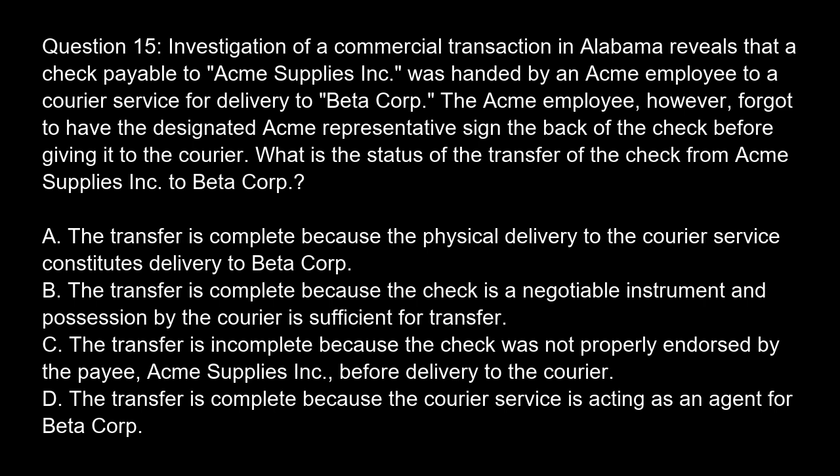The transfer is complete because the physical delivery to the courier service constitutes delivery to Beta Corp. Option B. The transfer is complete because the check is a negotiable instrument and possession by the courier is sufficient for transfer. Option C. The transfer is incomplete because the check was not properly endorsed by the payee Acme Supplies, Inc. before delivery to the courier. Option D. The transfer is complete because the courier service is acting as an agent for Beta Corp.